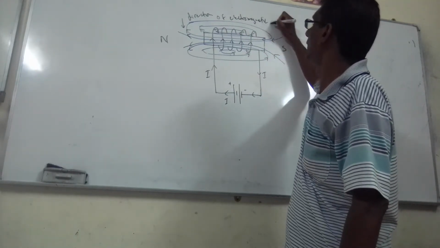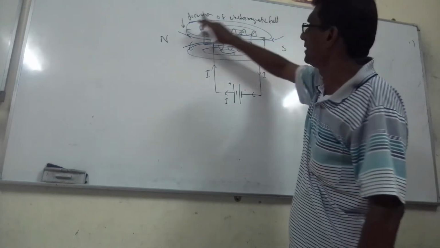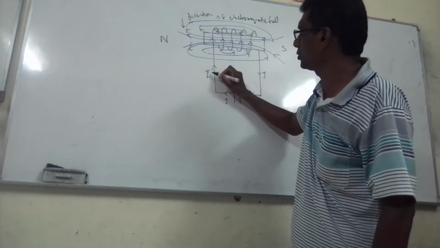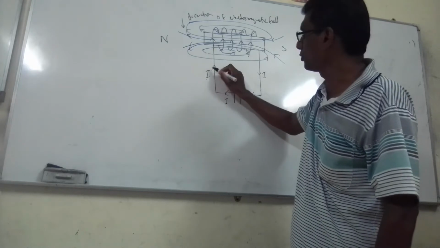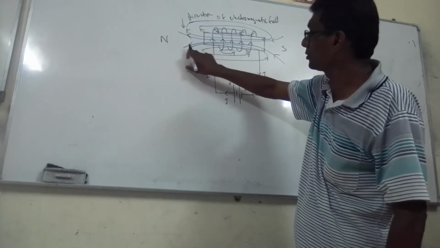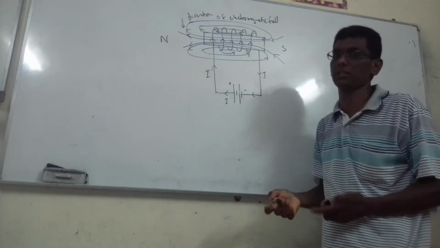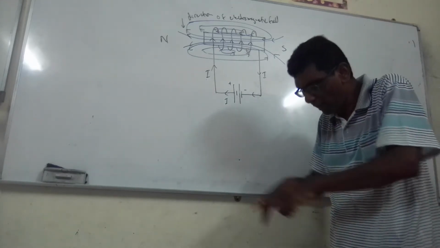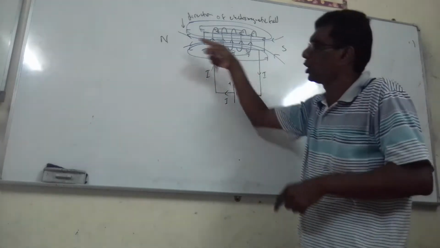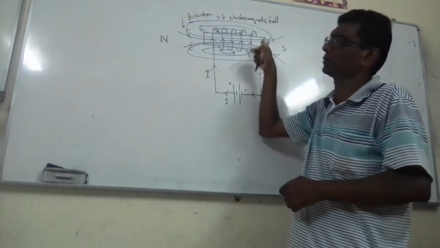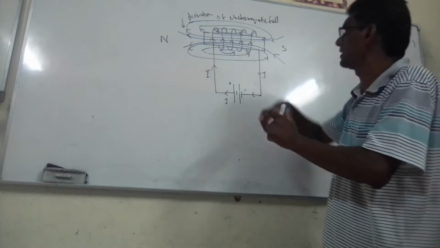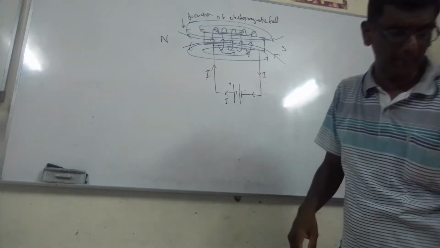This arrow shows the direction of current. This arrow shows the direction of electromagnetic field. This one is from north to south, if north is found with this direction.